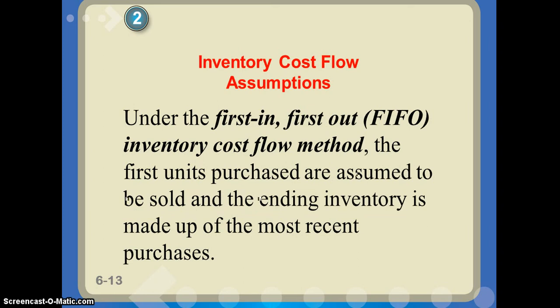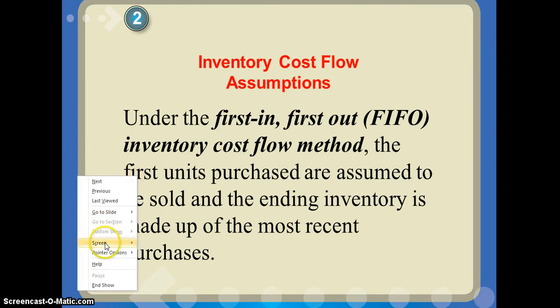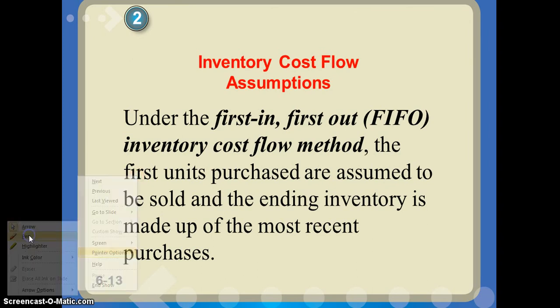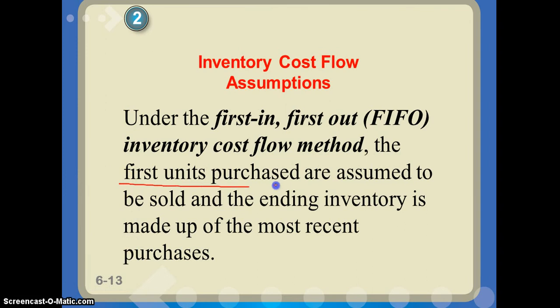Under the first in, first out, or FIFO method, the first units purchased are assumed to be sold, and the ending inventory is made up of the most recent purchases. So first in is first to be sold. The more recent purchases are what is left for our inventory valuation. So first units purchased are assumed to be sold first. First in, first out.